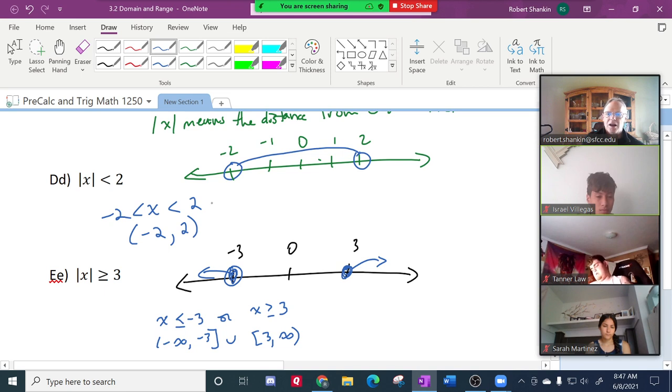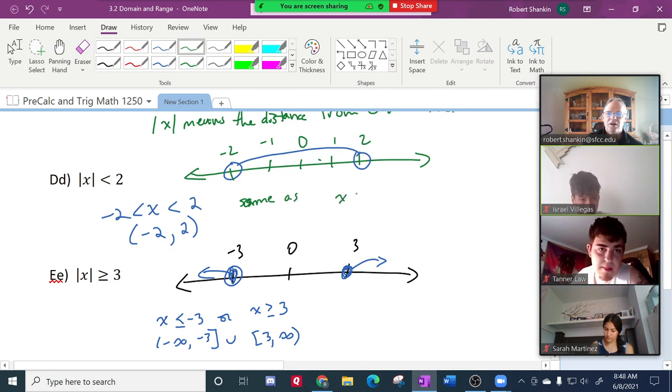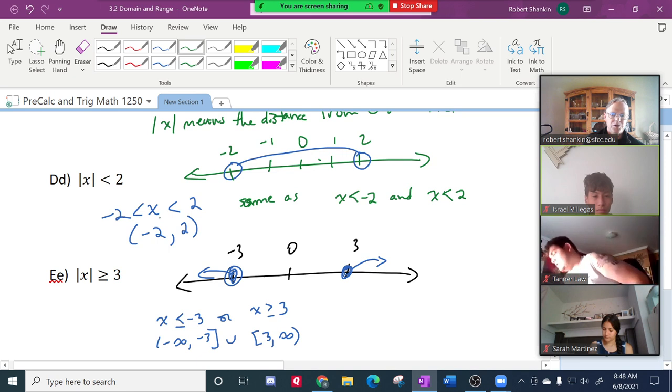And this, to contrast with this, is the same as x is greater than negative 2 and x is less than 2. This is an and situation, and situations can be pulled together into one double inequality, or situations cannot. You get two separate ones like this.